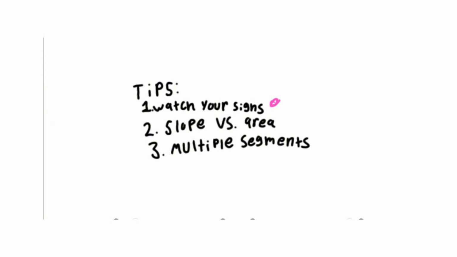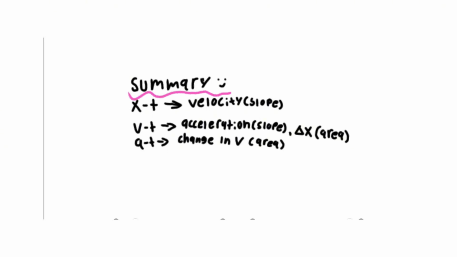Another thing is about slope versus area. Remember, slope tells you the rate of change and area tells you the total accumulated quantity. And three is to watch out for multiple segments. Sometimes graphs are in pieces, or a piecewise graph. Now this means that they have individual sections with different slopes, like they might have a straight section with a different slope. When you get these, you want to treat each section separately so you can thoroughly try to understand the meaning of it. Now, just a quick little summary.